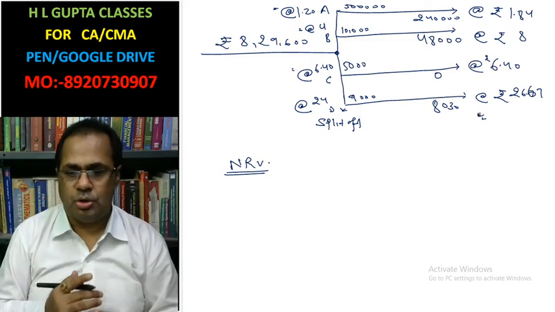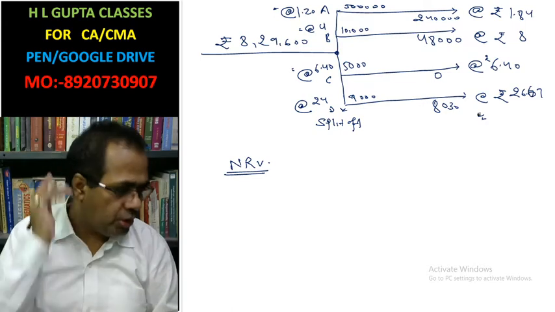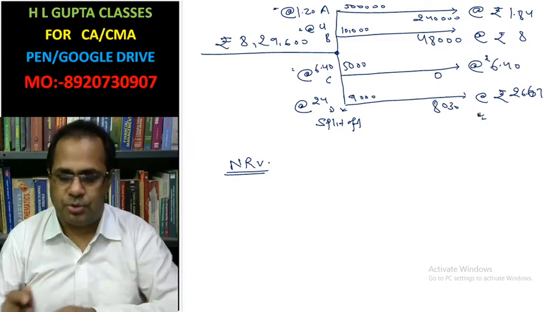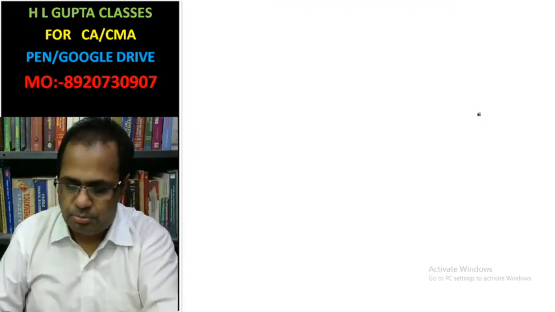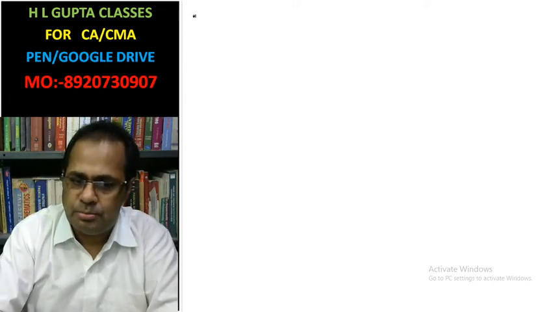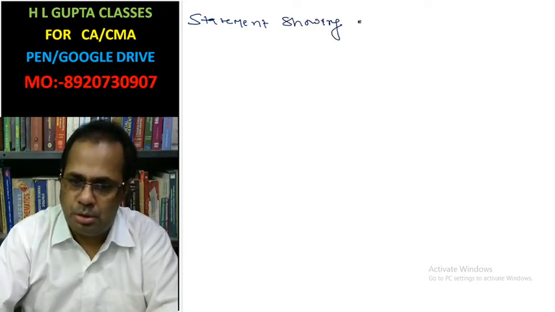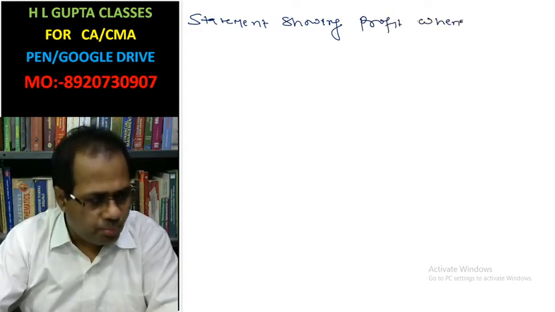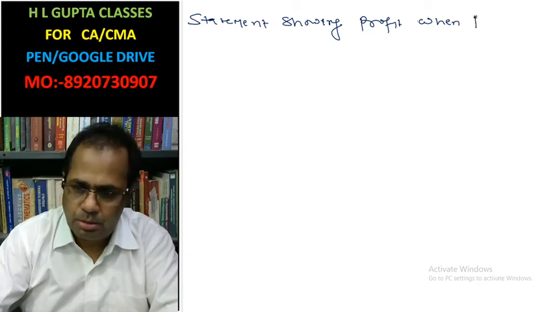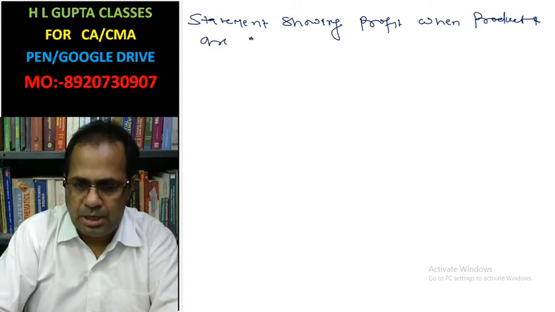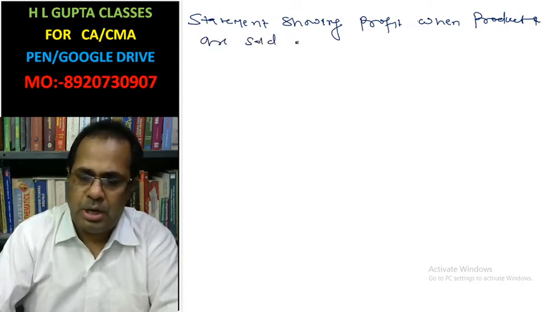Okay, let's go. Using the net realizable value method, I am going to calculate the profit when products are sold after further processing. Here is a statement showing the profit when products are sold after further processing.